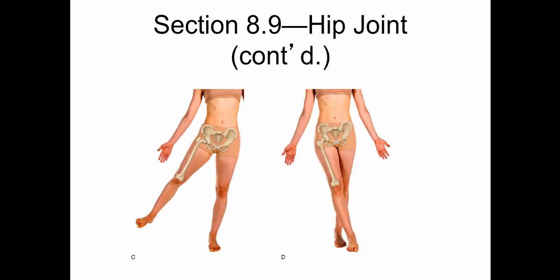The abduction and adduction movements shown in this figure also illustrate open chain activity in which the distal thigh moves freely relative to the proximal thigh. Abduction and adduction of the thigh at the hip joint are axial movements within the frontal plane around an anterior-posterior axis.